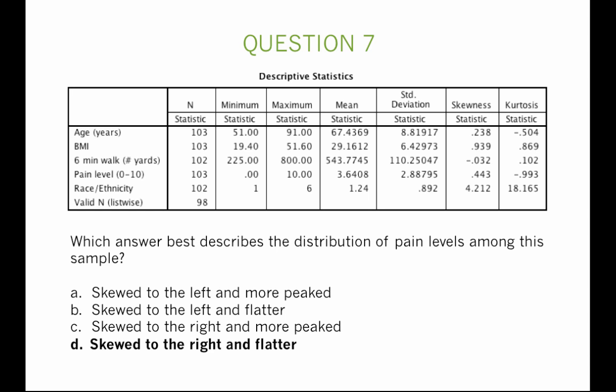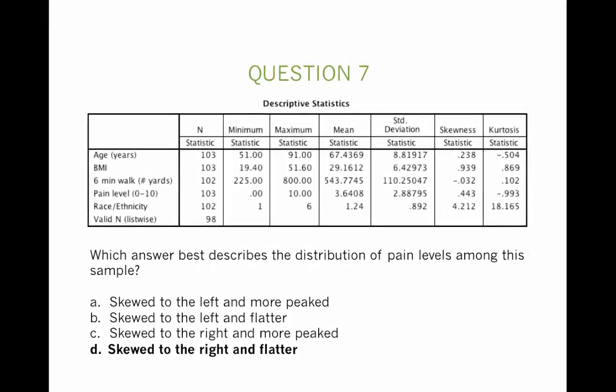If we don't have these statistics, we can also look at the mean relative to the median. But if you don't have the median, you can't figure that out. So know that we can always figure out skewness and kurtosis either by comparing the mean and the median to each other, or by seeing what our actual skewness and kurtosis statistics are.